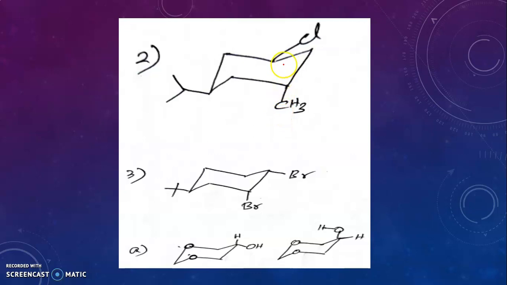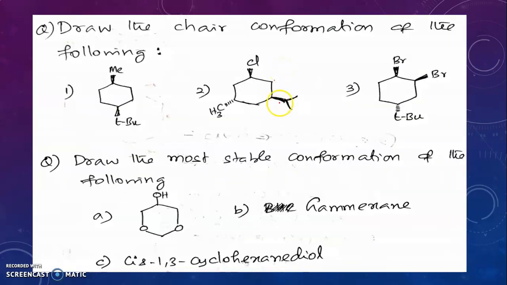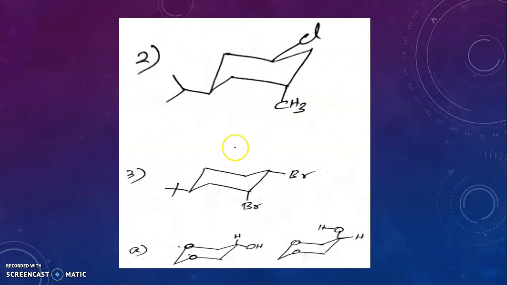See, first we will start with isopropyl. Since it is a larger group, place this group in equatorial position. Then with respect to this isopropyl group, methyl is 1,3 trans. Now listen, place the isopropyl group in carbon number 1. In carbon number 3 we should place the methyl group, and these two should be trans.